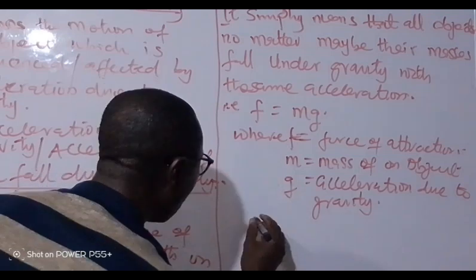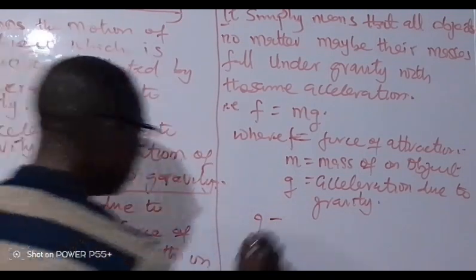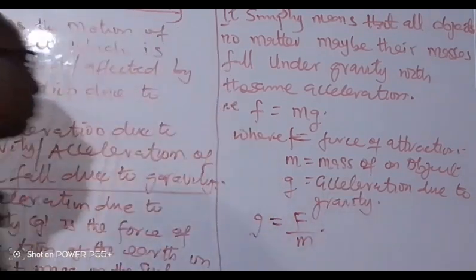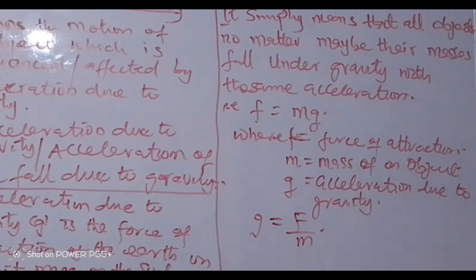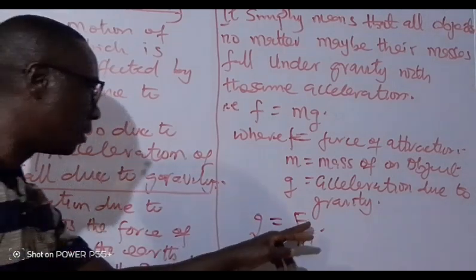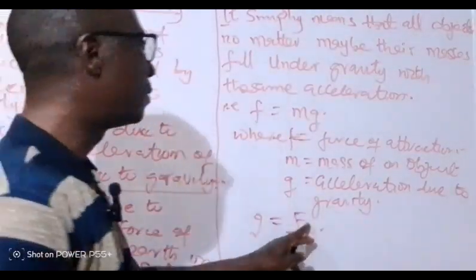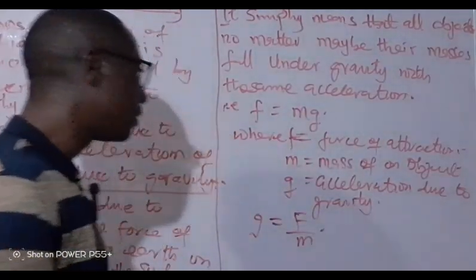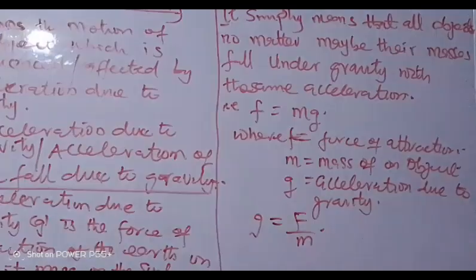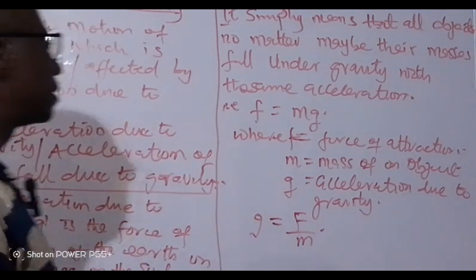Now, we can make g the subject, so that acceleration due to gravity, g, is equal to F over m. That is, in short, the magnitude of acceleration due to gravity under this topic depends on two factors, which are force of attraction of the Earth on a particular object on the Earth's surface, and two, mass of the object itself. Those are the two factors that determine the magnitude of acceleration due to gravity.